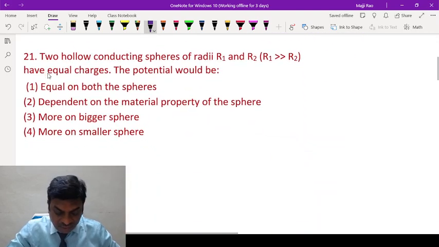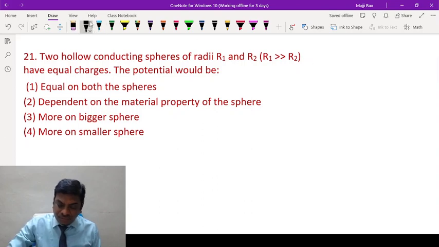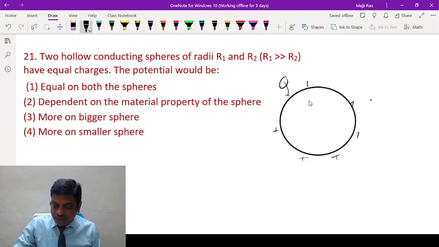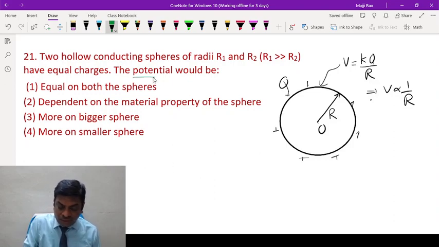Then coming to question 21, two hollow conducting spheres of radius this much and this have equal charges, potential would be... Now students, very simple question. We all know that the potential on a charged sphere, if Q is the charge and R is the radius, is given by KQ by R. So you can see V varies inversely as R. The smaller the radius, the more the potential. So the potential would be more on the smaller sphere.